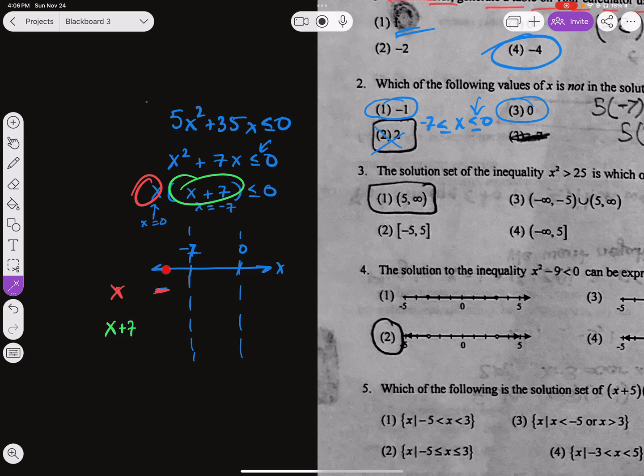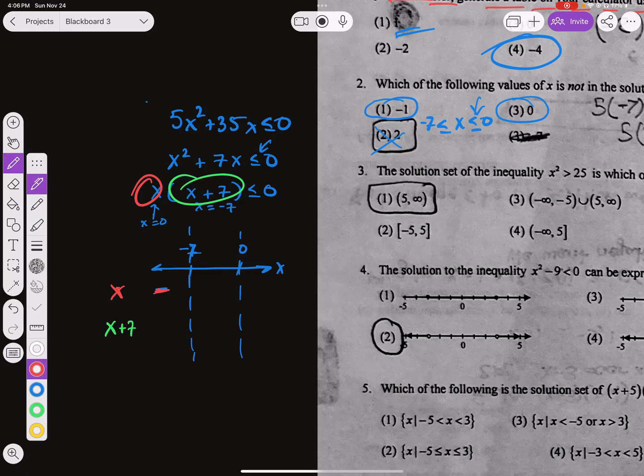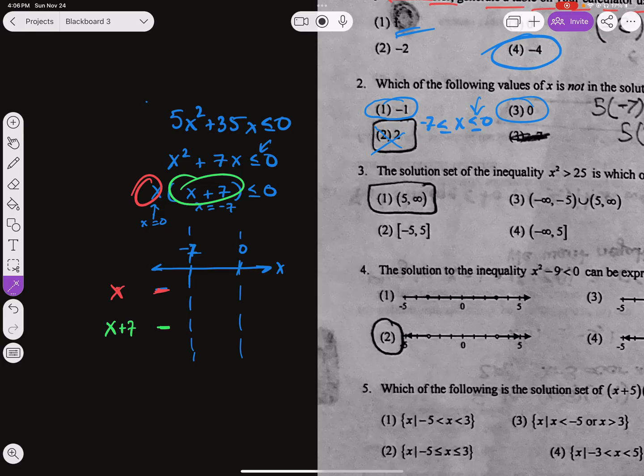So I plugged in a -8 because that's less than -7. It'd be over here on the number line. If I plug in -8 into this green factor, it's -8 plus 7. That would be a negative number. So what this is telling me is that when I plug x's into the first factor over here on the number line, they give me negative answers out. When I plug in the same x's to the green factor, they give me negative answers out.